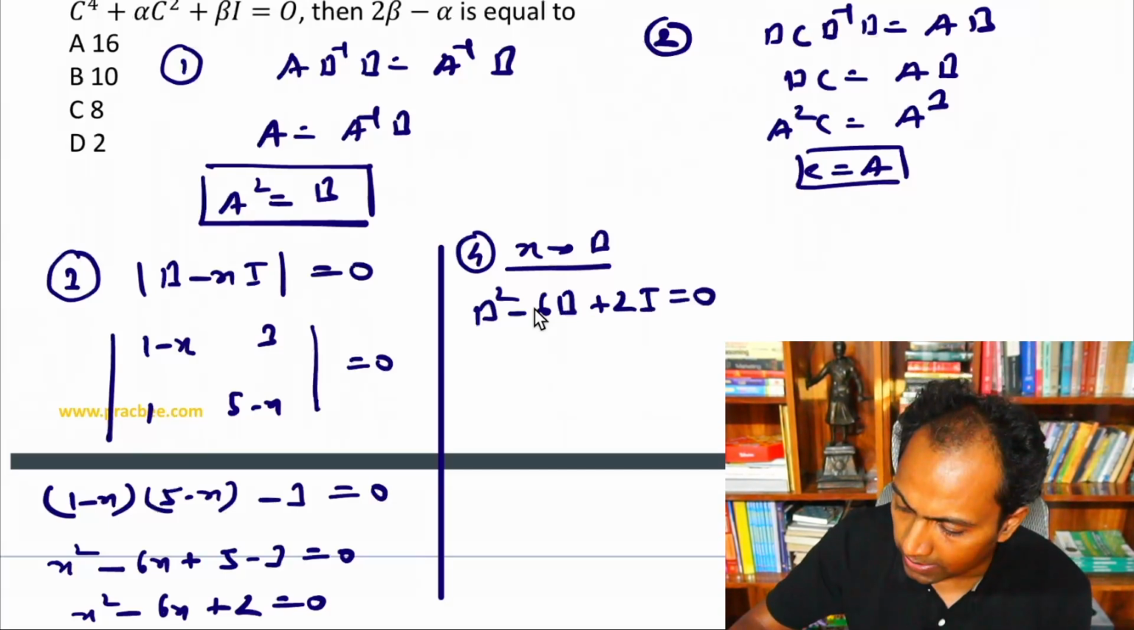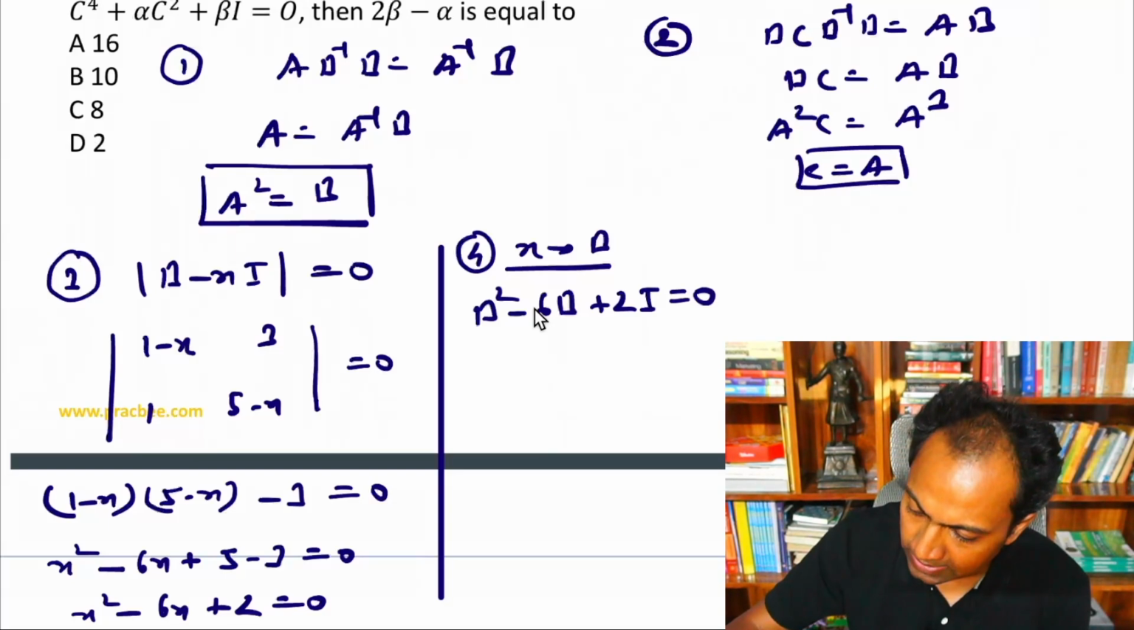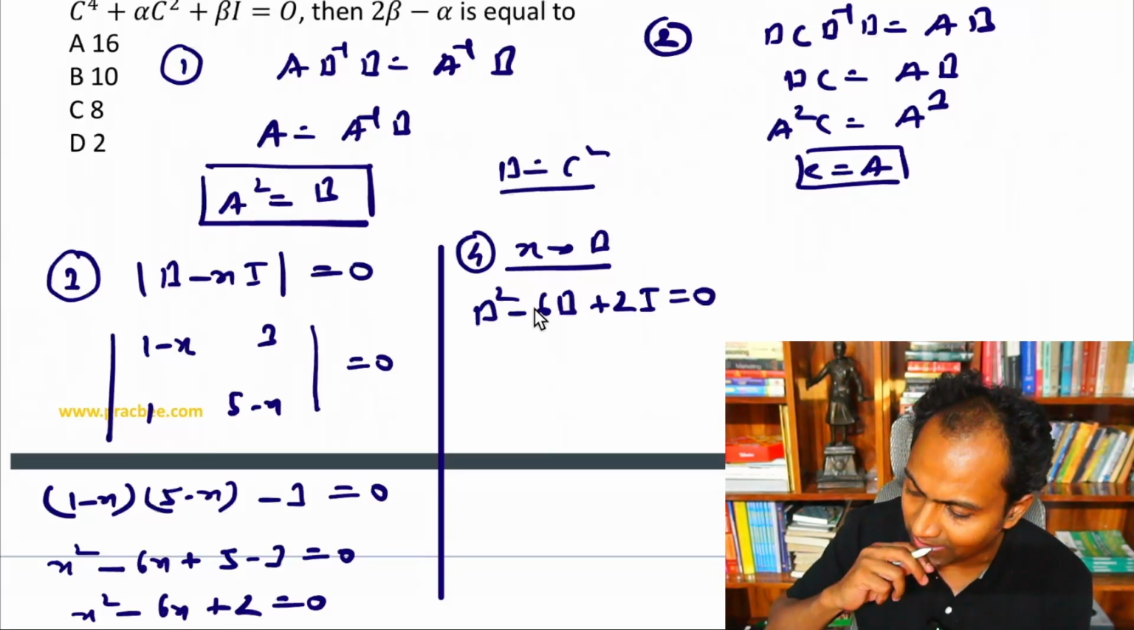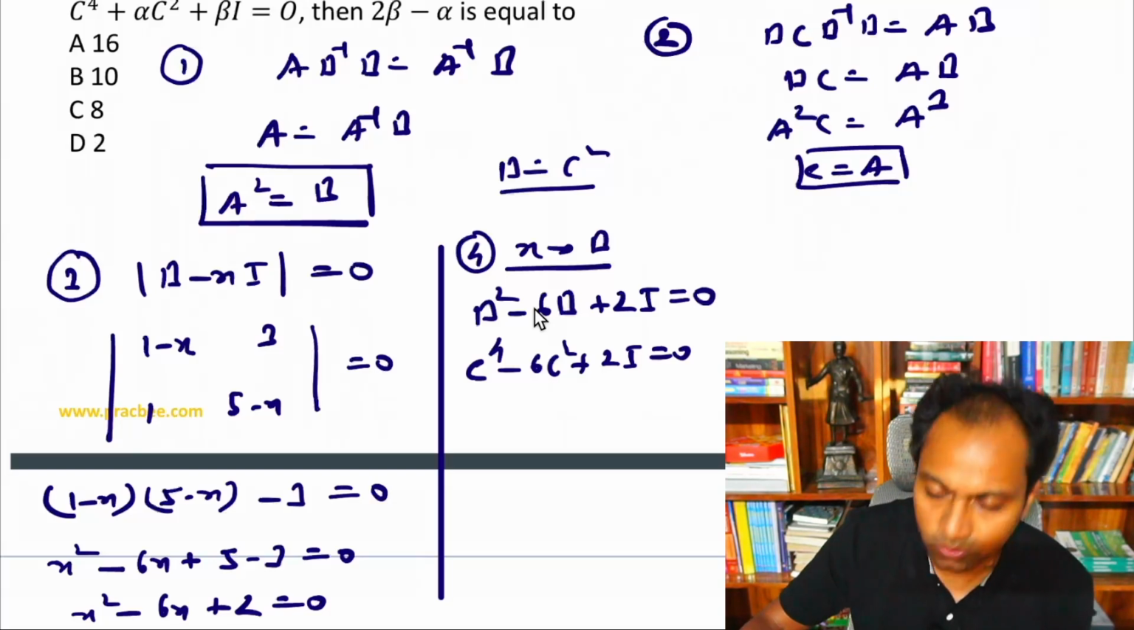And we know that if I want to write it in terms of c, then since a is equal to c, b will also be equal to c square. We can replace it here. So this becomes c raised to the power 4, minus 6c square plus 2I is equal to 0.